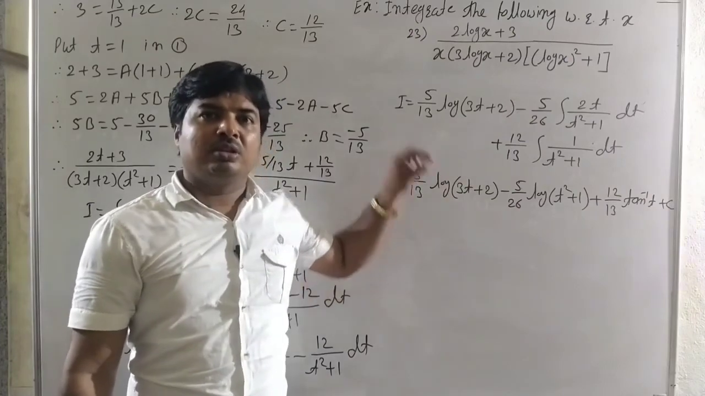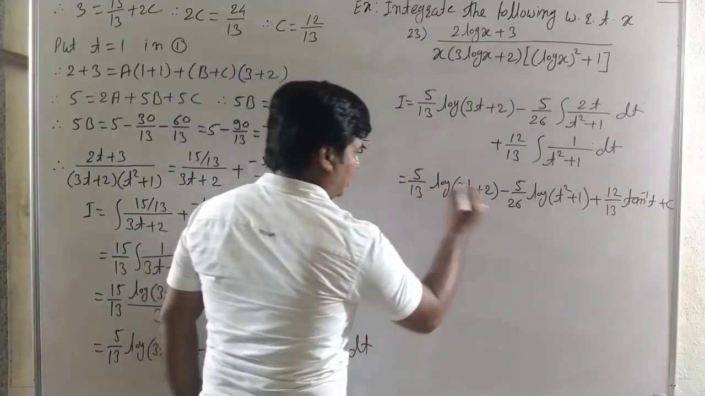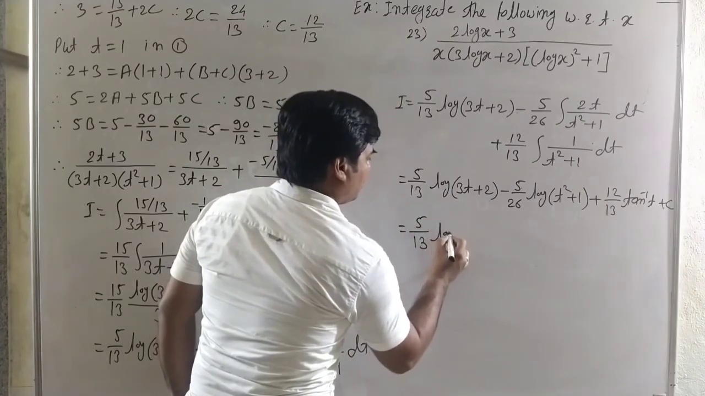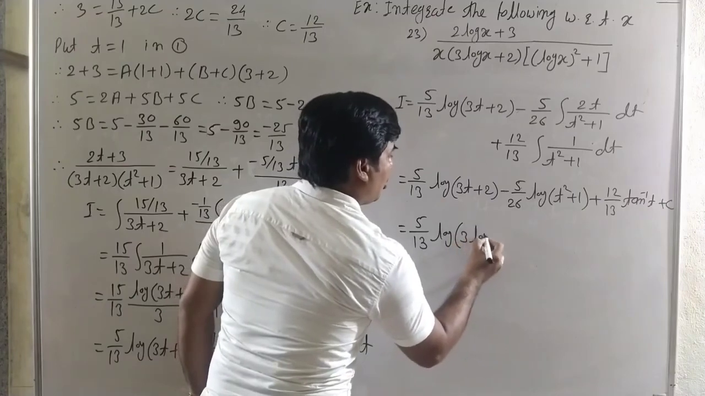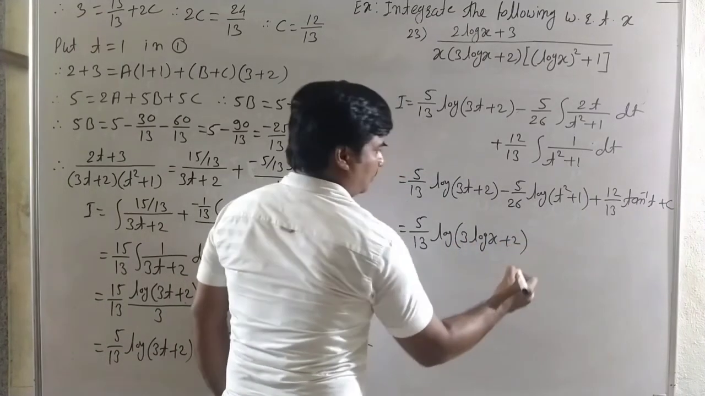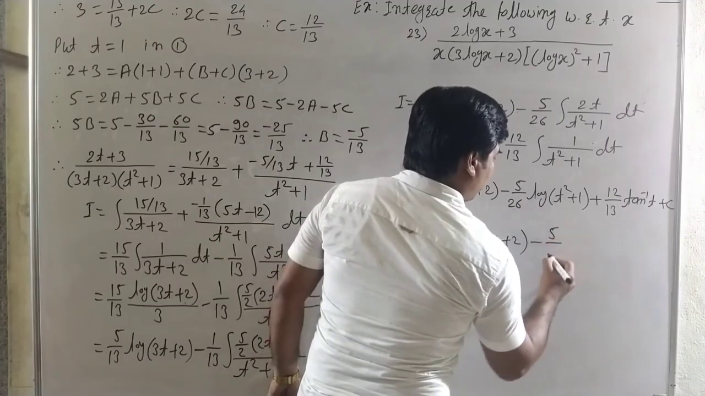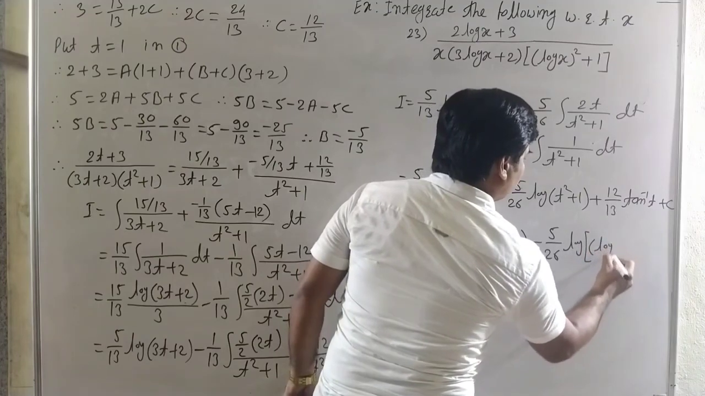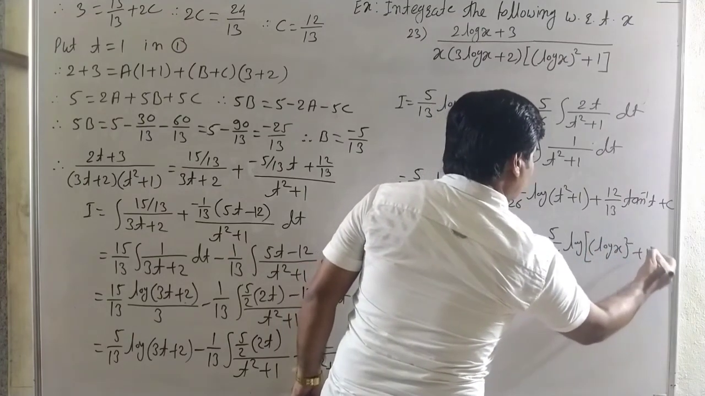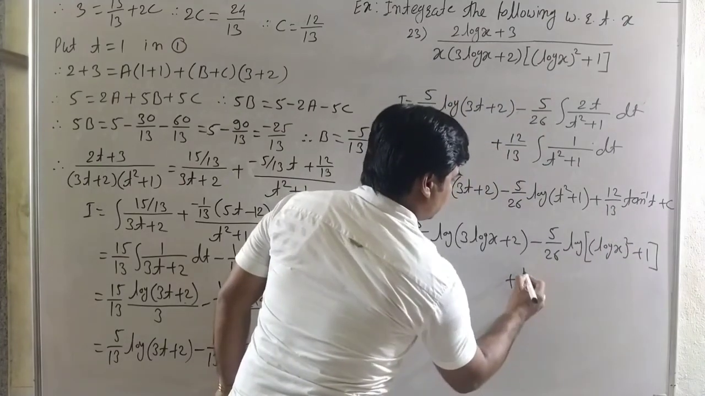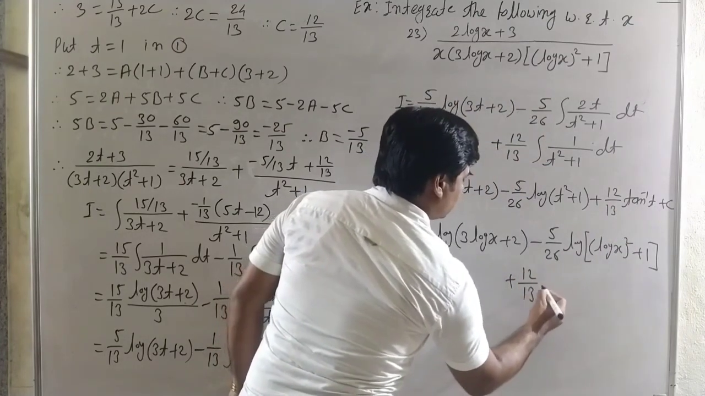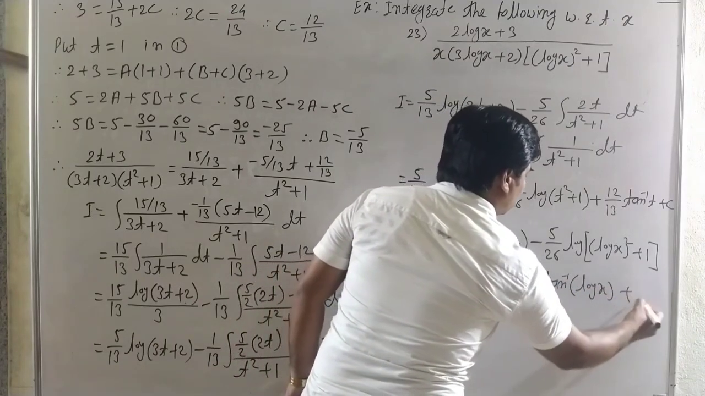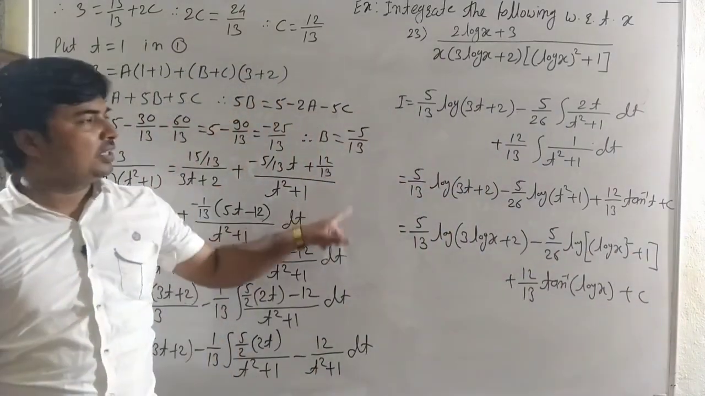Now we put the value of t. Okay, it is the last integral. Now the last answer is 5 by 13 log of 3 into log x plus 2 minus 5 by 26 log of (log x) square plus 1 plus 12 by 13 tan inverse of log x plus c. Okay, here it is the last answer. Okay, see carefully this.